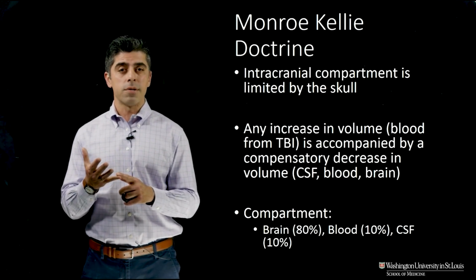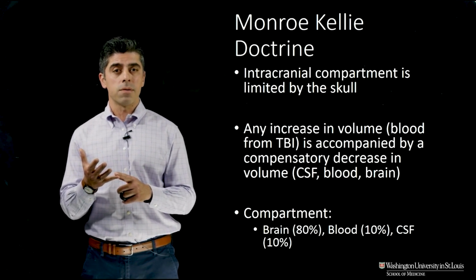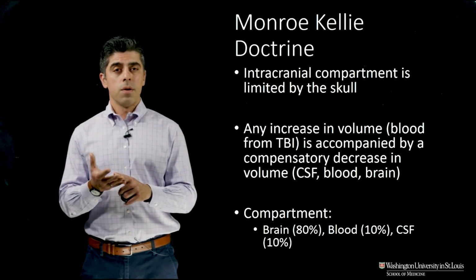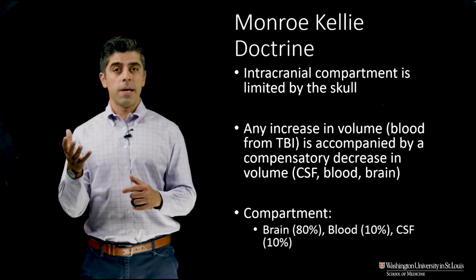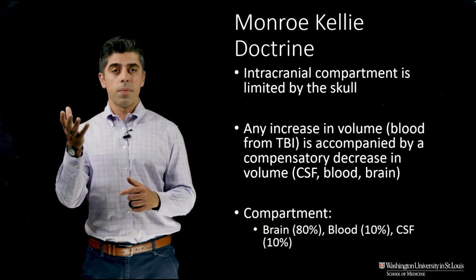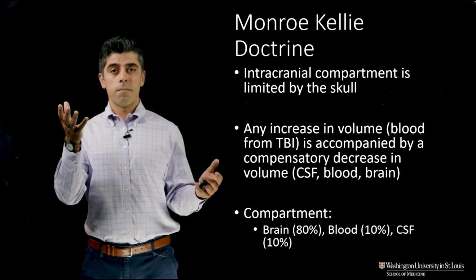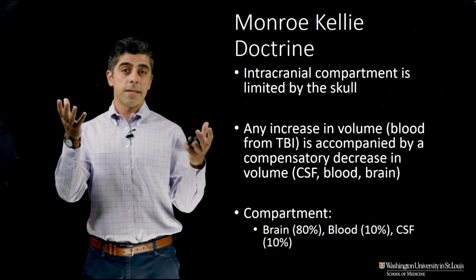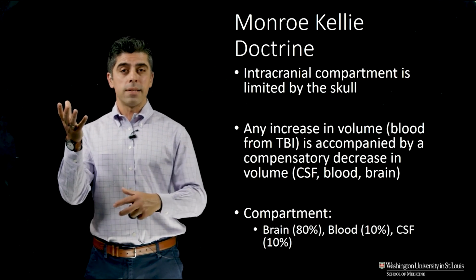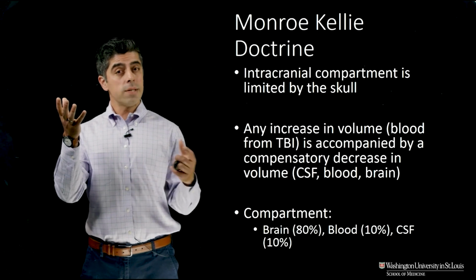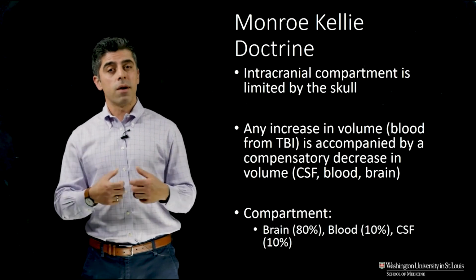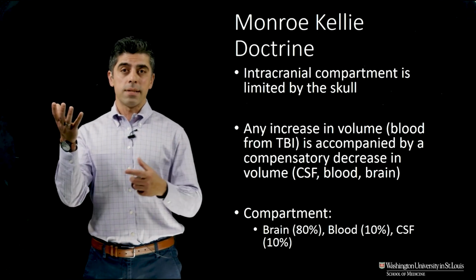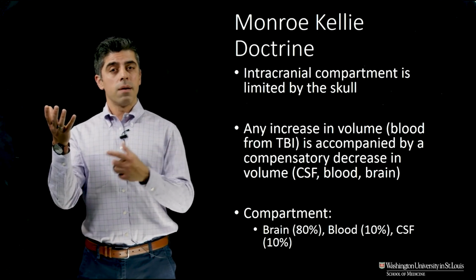Brain comprises 80% of the space in the intracranial vault, blood 10%, and CSF 10%. So anytime we have a mass lesion or a TBI with blood where it's not supposed to be, the first part of the intracranial vault that's displaced is CSF. CSF within the skull will get displaced into the lumbar thecal sac. Once the CSF has been displaced, if there is still a pressure gradient or a pressure problem, the next component that will be displaced is blood, and then brain.